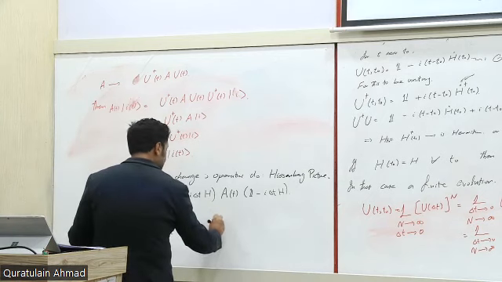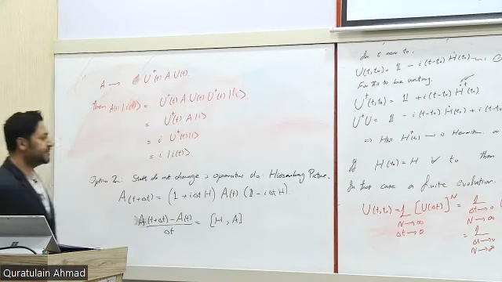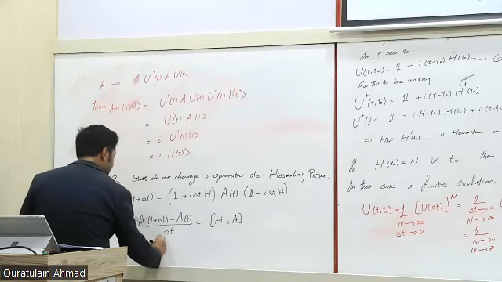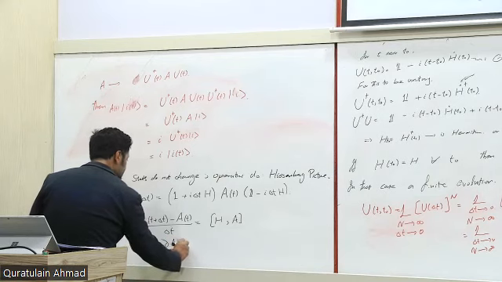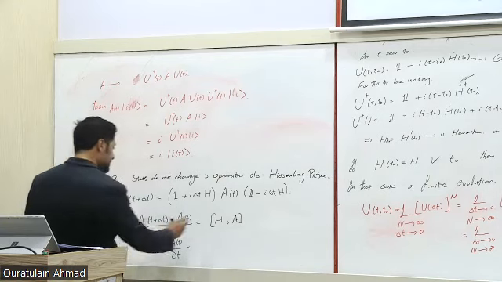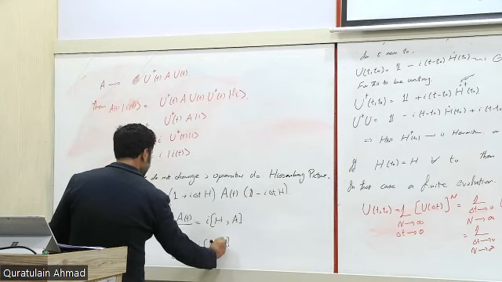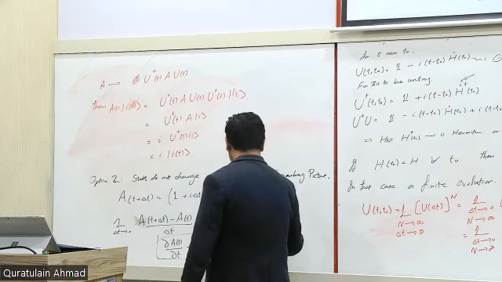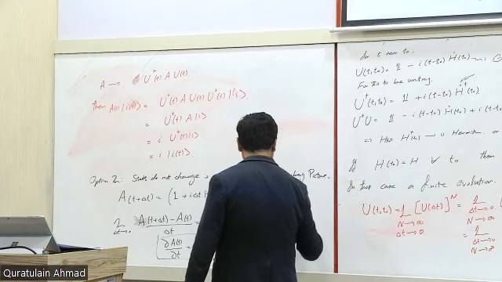You can see that this is going to give you this commutator HA minus AA. And when I take the limit, I get this. There's an i here. This is called the Heisenberg equations of motion.